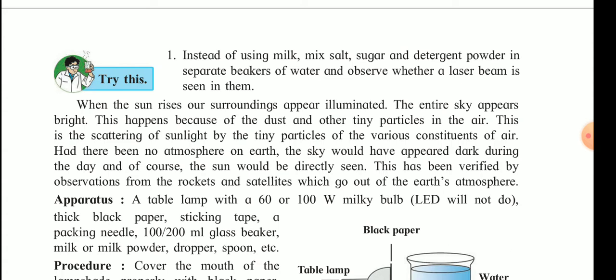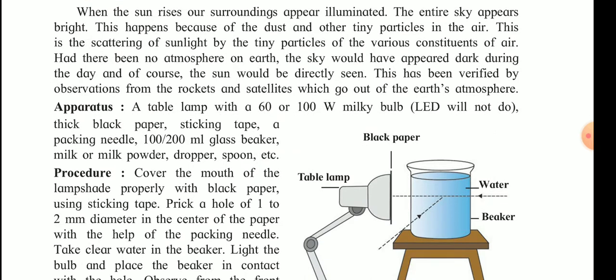Had there been no atmosphere on the earth, the sky would have appeared dark during the day, and of course the sun would be directly seen. This has been verified by observation from rockets and satellites which go out of the Earth's atmosphere. Out of the atmosphere of the Earth, there is complete darkness, because as we move up, the atmosphere goes on decreasing, becoming rarer and rarer, and finally there is no atmosphere, and at that place the sky appears dark.